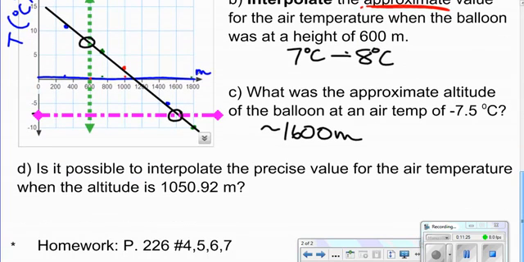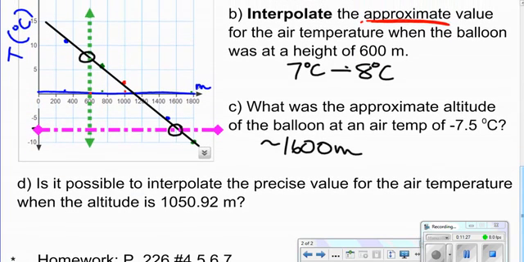Lastly, is it possible to interpolate the precise value for air temperature when the altitude is 1,050.92 meters? So precise, this is saying the exact. And if you look at that altitude, that's a pretty exact value. So I want you to answer, do you think it is possible? You're going to say yes and why, or you're going to say no and explain why. I'm more looking for your why than your yes or your no.